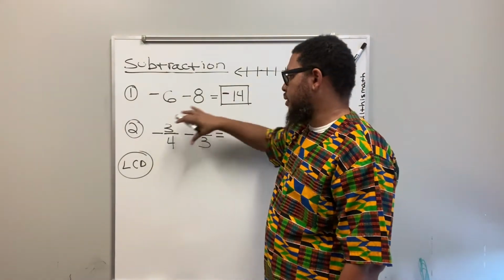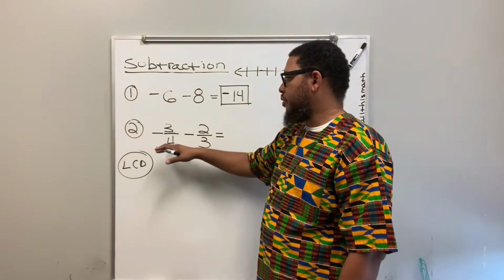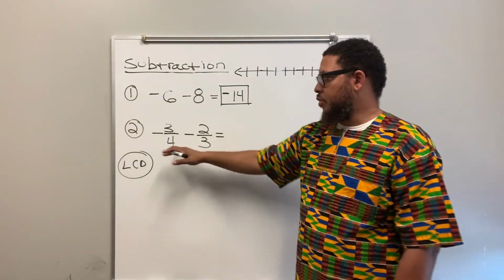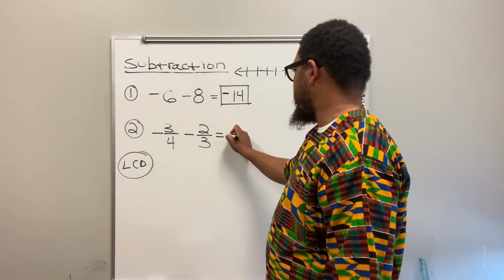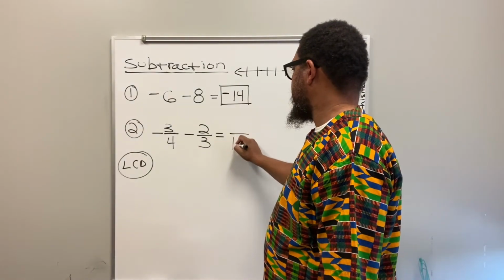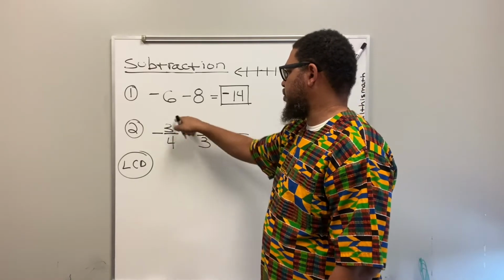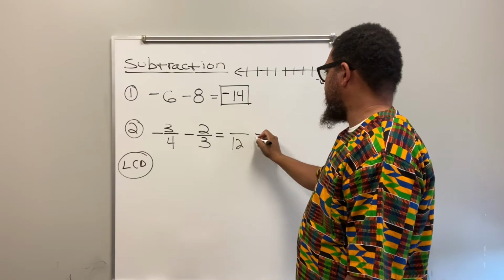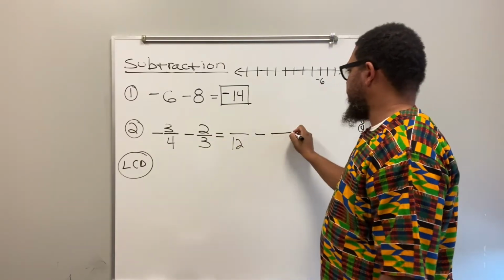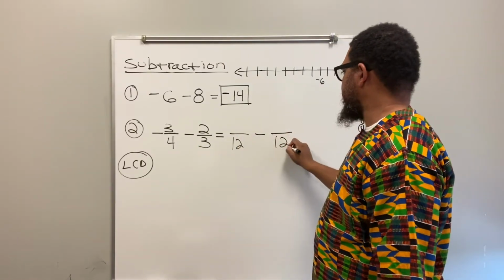So we're going to rewrite the problem with new denominators. We're going to replace the 4 and the 3 with 12s. So this fraction is going to be rewritten with a denominator of 12. That's my minus sign from right here. And then this second fraction is going to be rewritten with a denominator of 12.